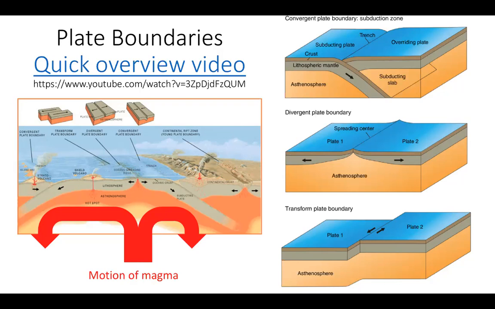spreading center. So the feature is a spreading center, and at that spreading center, you actually get a ridge, a very long mountain chain. And the longest mountain chain on the Earth is actually under the ocean, under the Atlantic Ocean, where the largest mid-ocean ridge is.